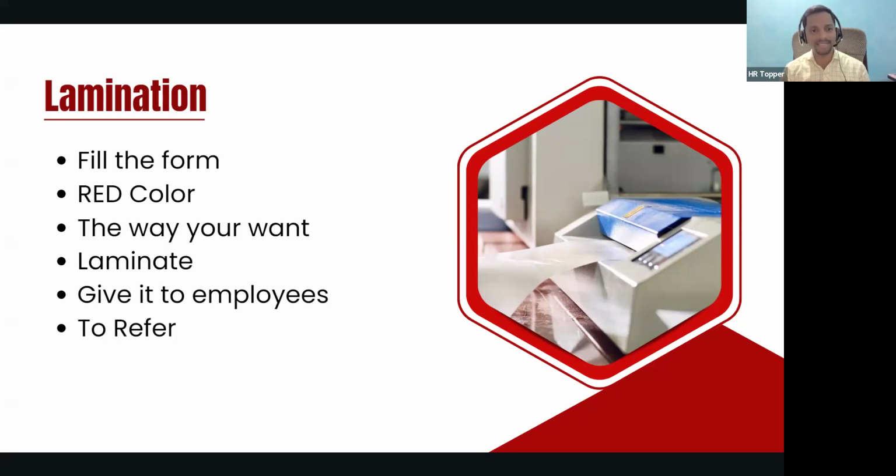So why don't you do this? Friends, whatever form you have to give to the employee, fill the form, laminate it and hand it over to them. Let them fill it. At least 90% of the work will be done. And what I've seen is people say, Anand sir, we have completed, please check. And when I check, this is wrong, this is wrong.